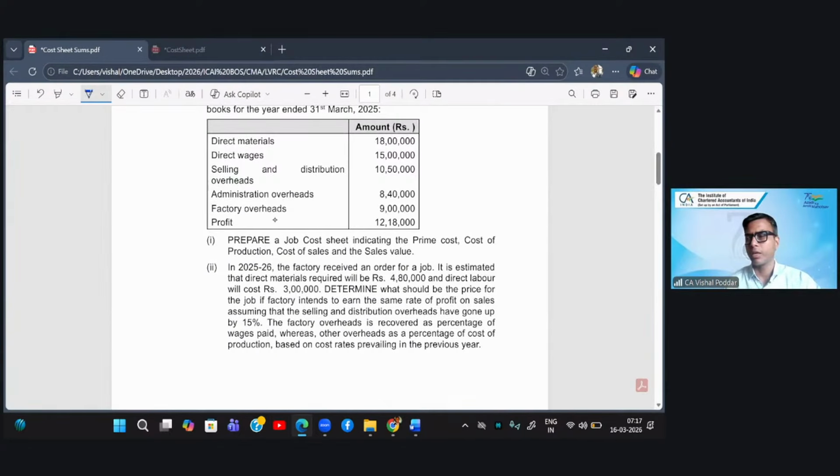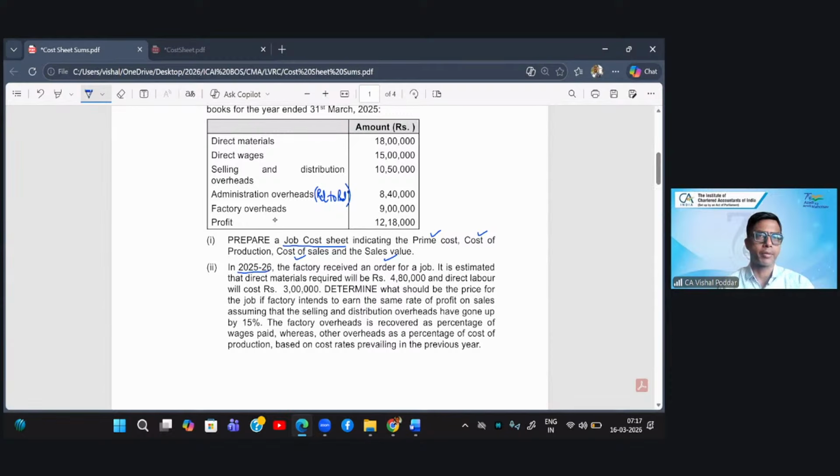See, you have to be very clear with what is the requirement of the question and answer accordingly. First requirement is we have to prepare a job cost sheet identifying all these items. Now again here administration is not given. So I'm going to treat it as related to production. Now, what else is given?